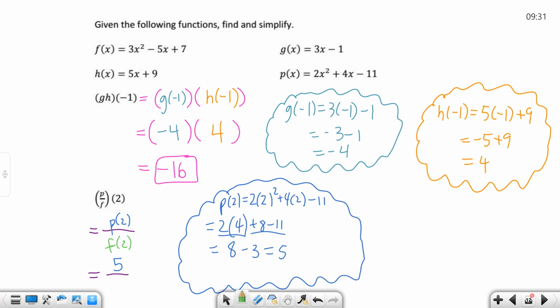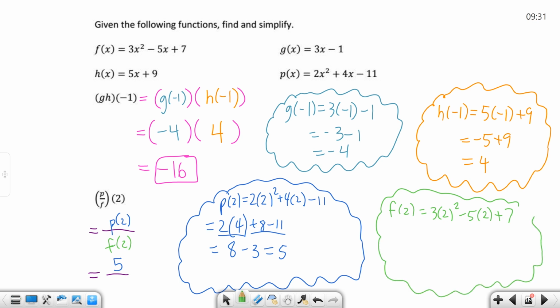Now the denominator. Let's see what happens when I do this. Let's see, F of 2 is going to be 3 times 2 squared minus 5 times 2 plus 7. So this is going to be my little green thought cloud over here for this one. So it's going to be 3 times, not 9, I don't know where I got 9 from. That's 4. 3 times 4, minus 10, right? Negative 5 times 2 is negative 10, and then plus 7, right?